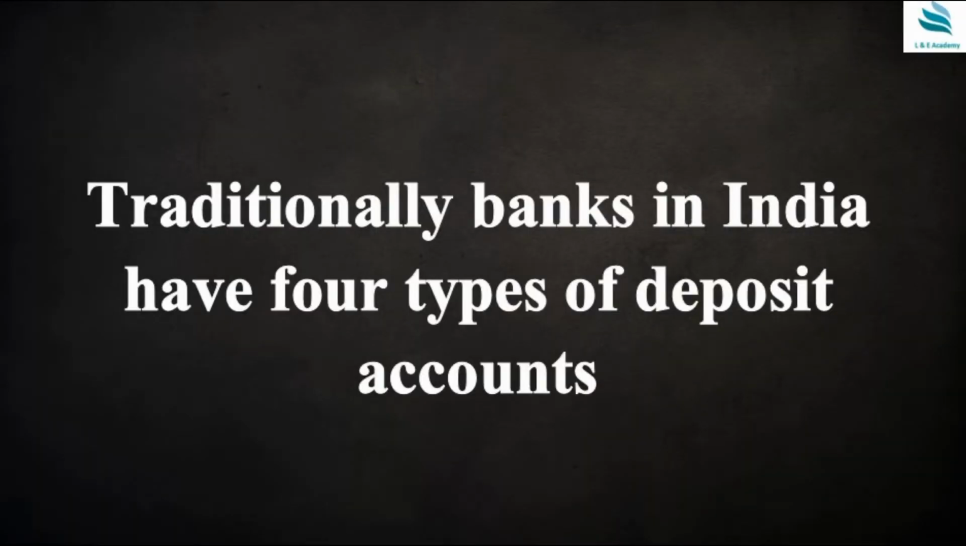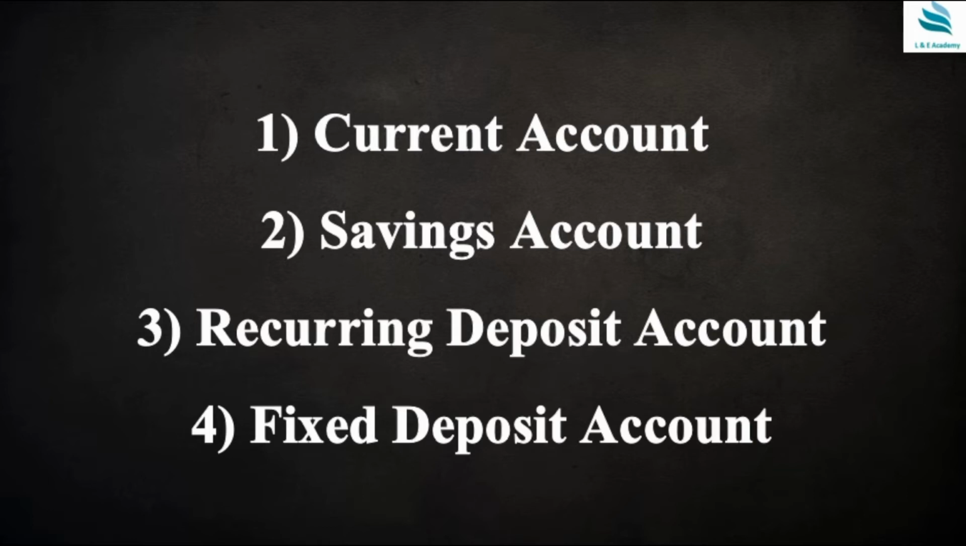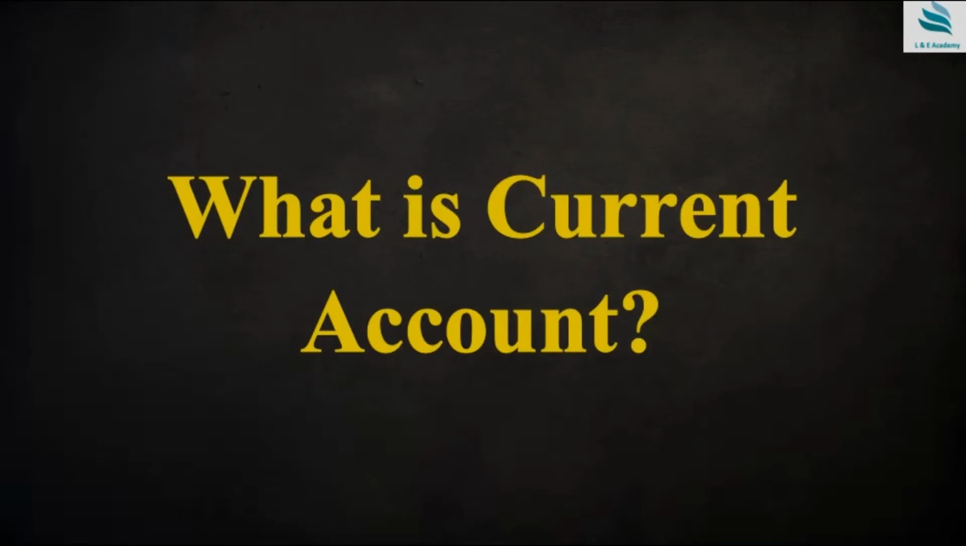Now let us see what exactly are these four bank accounts. Traditionally, banks in India have four types of deposit accounts: current, saving, recurring and fixed deposit. Now what is a current account? Current is mainly for business persons, for firms, for companies, for public enterprises, etc. And they are never used for the purpose of investment or saving. So whenever you hear the name current, it means not for the common man. It is for business people, firms, companies, public enterprises.